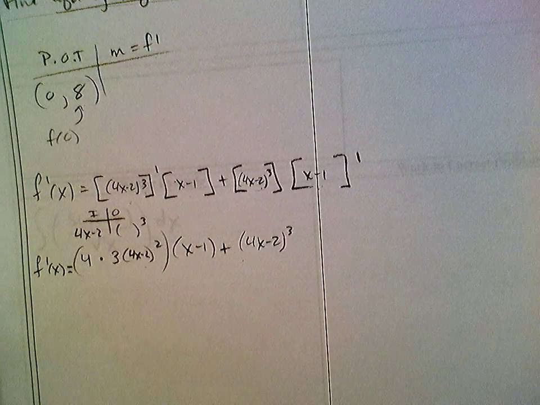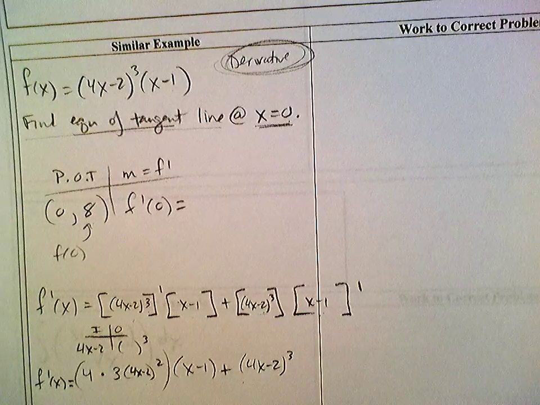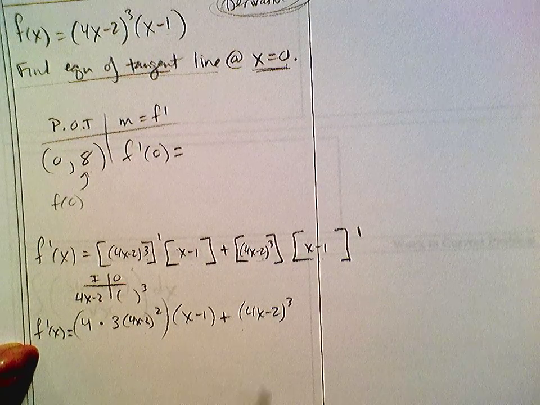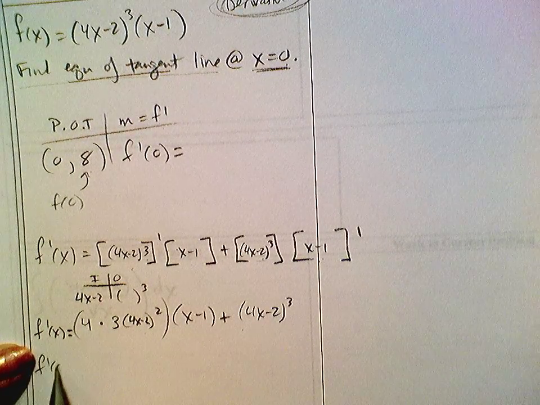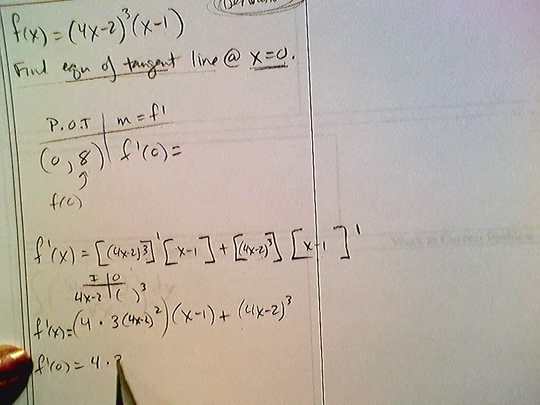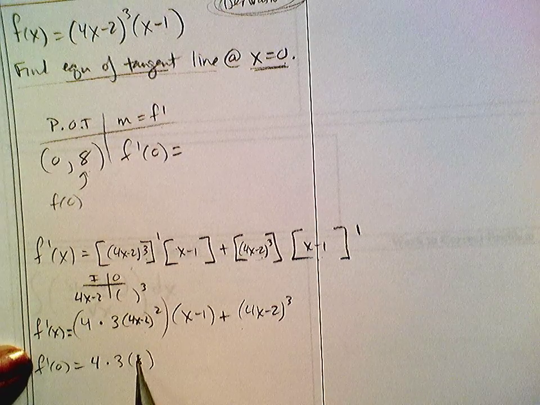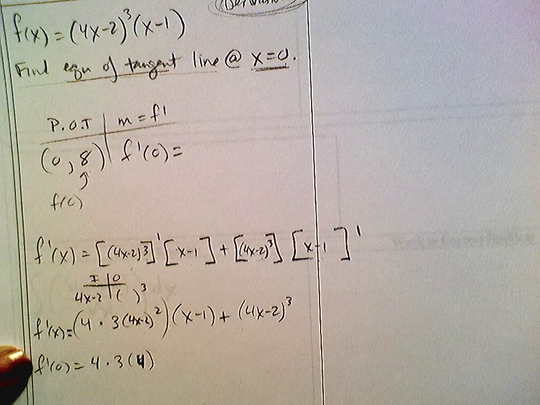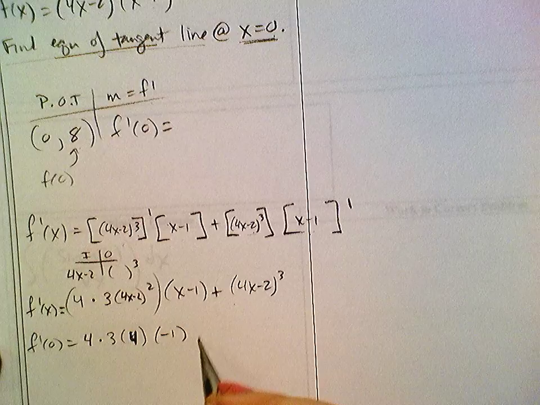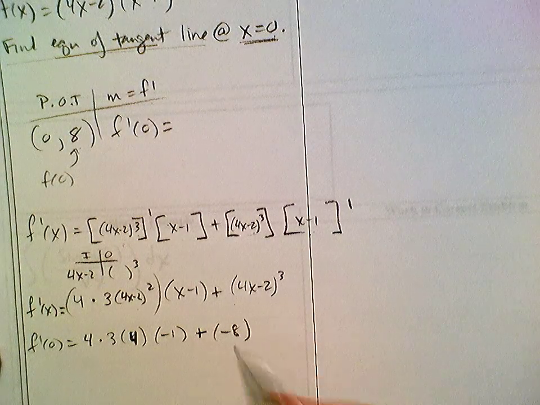All right, so that's f prime of x. But up here, I need f prime of 0. Okay, and that's going to be the slope. So if you plug in f prime of 0, you end up getting 4 times 3 times 4, I think. Yep. And then this is times negative 1 plus negative 8.